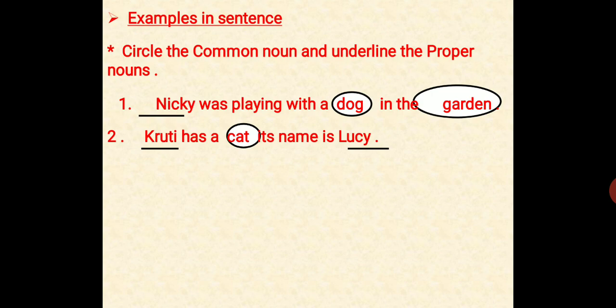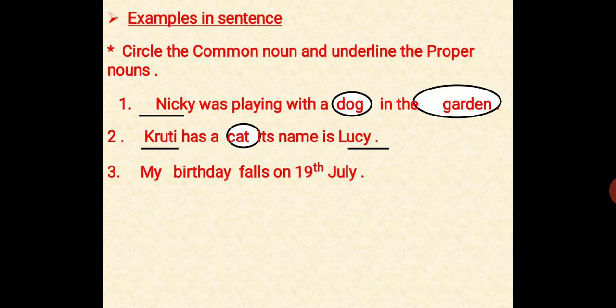Next sentence. My birthday falls on 19th July. So how many nouns are there in the sentence? Yes, 2 nouns. Which are they? Birthday and July. We use birthday generally, commonly, for everyone. So birthday is a common noun. And July is the name of the month, so it is a proper noun.